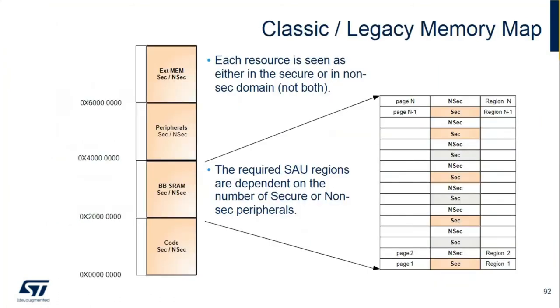And I've alluded to this on other slides about the secure, non-secure memory map aliasing. In a legacy memory map, we have a contiguous memory map from some number to some number, and within each one you would take the SAU and allocate a region for that. However, because there's a maximum of only 8 regions, that's very limiting. So ST chose not to use this method.